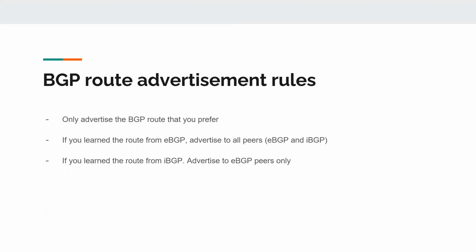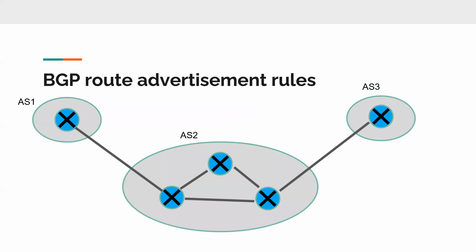Okay, then I will talk about the BGP route advertisement rules. It only advertises the BGP routes that you prefer. If you learn the route from eBGP, it advertises to all peers, both eBGP and iBGP. But if you learn the route from iBGP, it will advertise to its eBGP peers only. And then I will show a simple example.